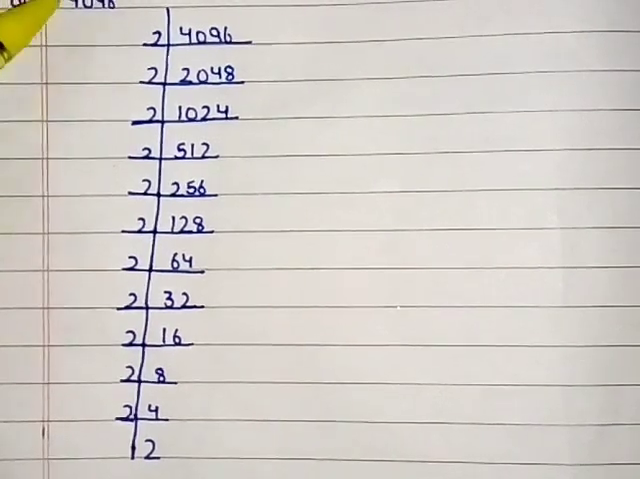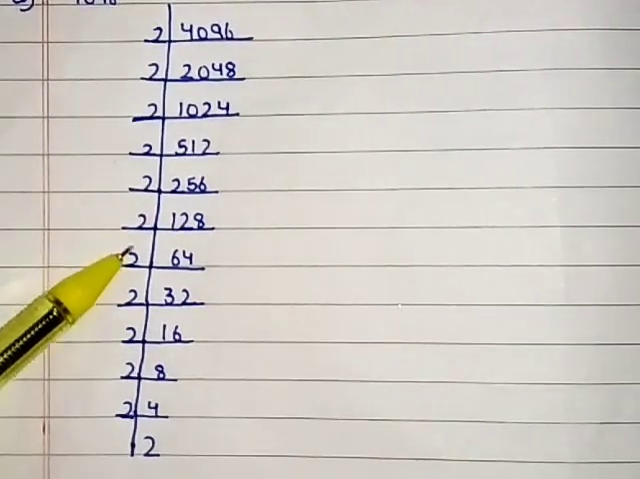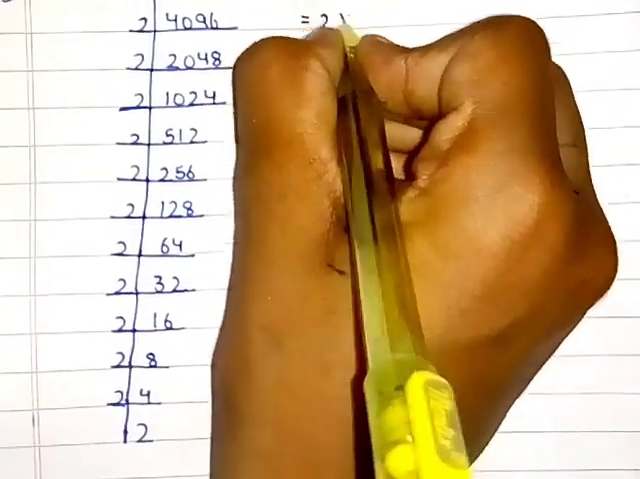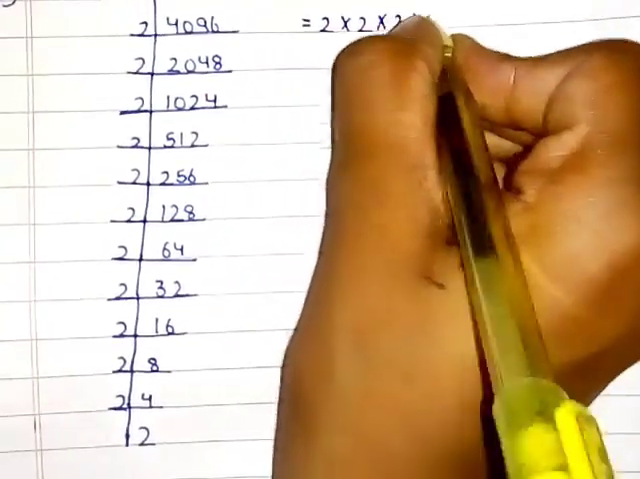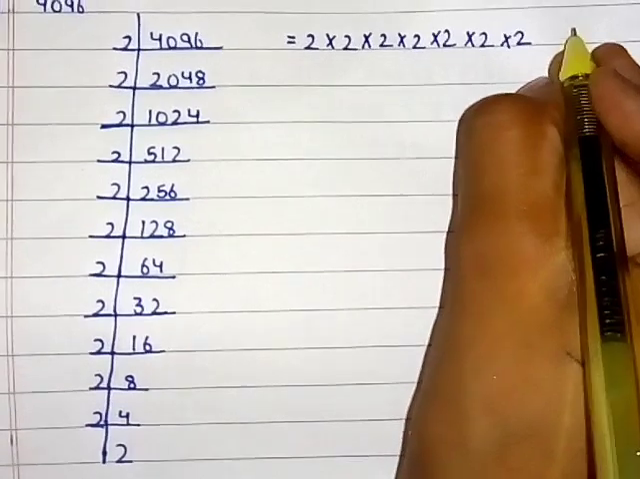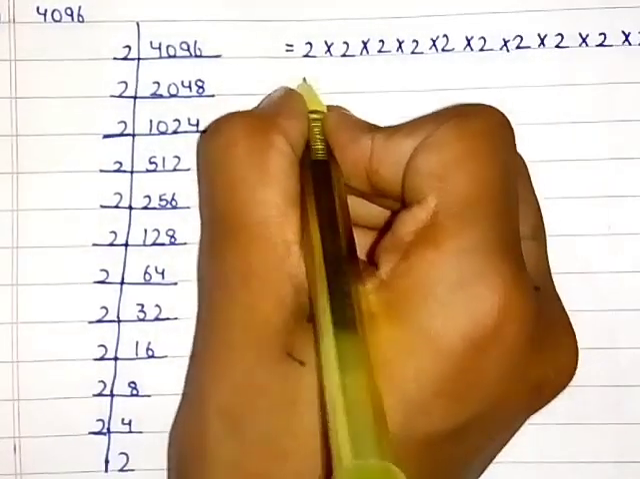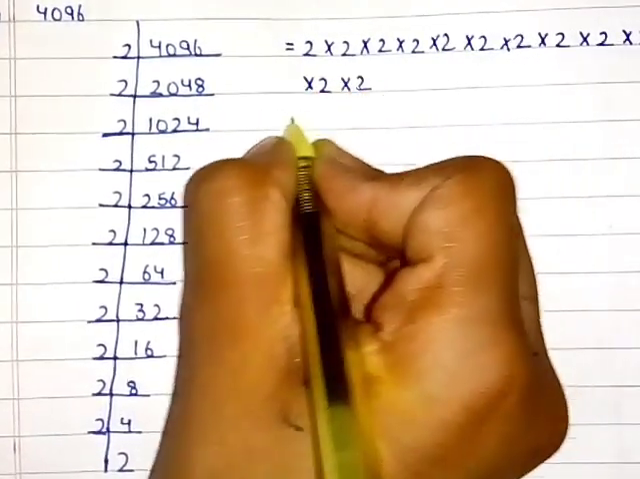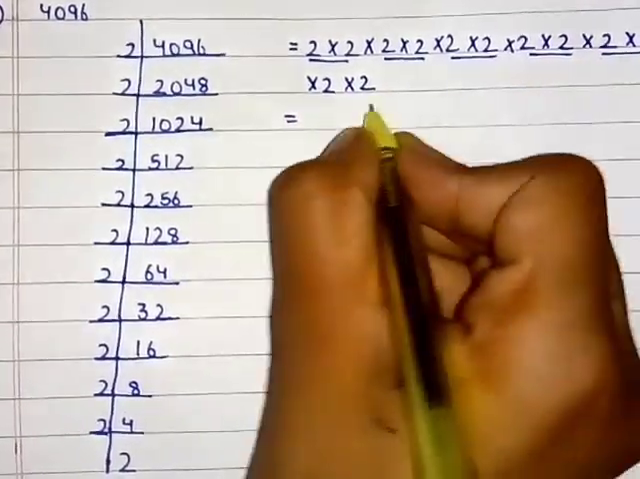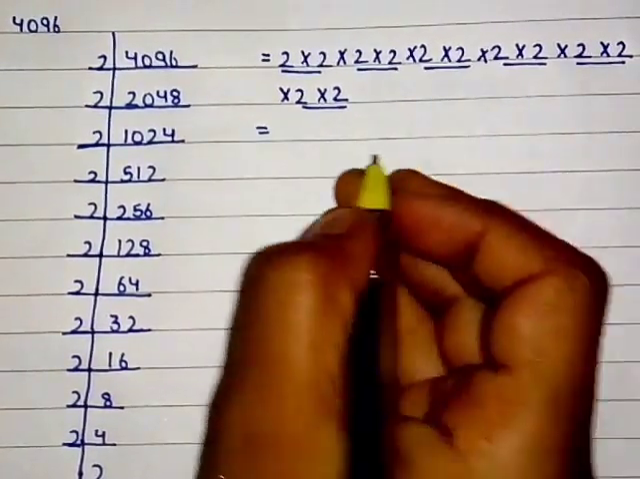We will count all these 2s and write 1, 2, 3, 4, 5, 6, 7, 8, 9, 10, 11 and 12. Now we will make pairs. We have 6 pairs. So we will write the number 2 6 times.